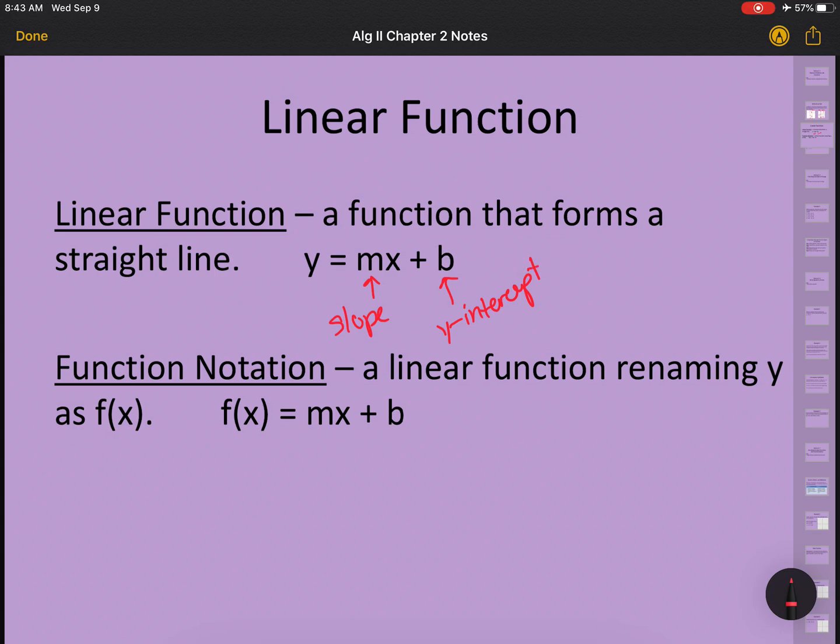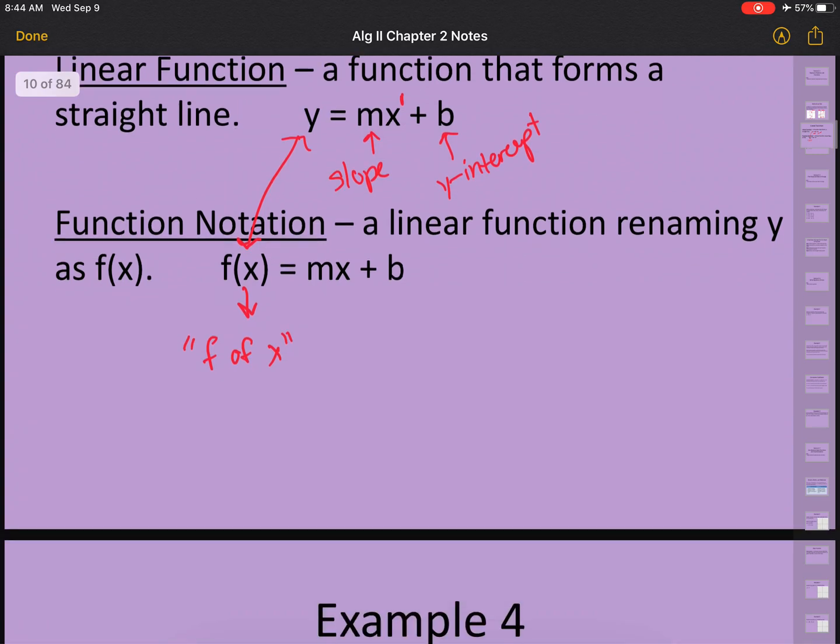Okay, so the x has a power of 1. Function notation, a linear function, we're just renaming y as f of x. So we read this as f of x, or f of that value of x. All we did was replace y with f of x, the function notation.